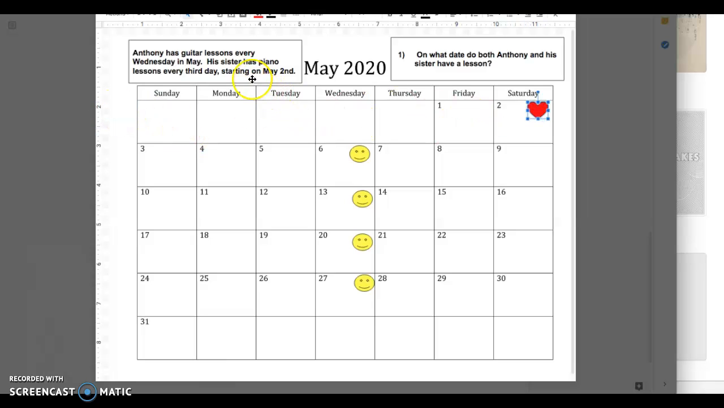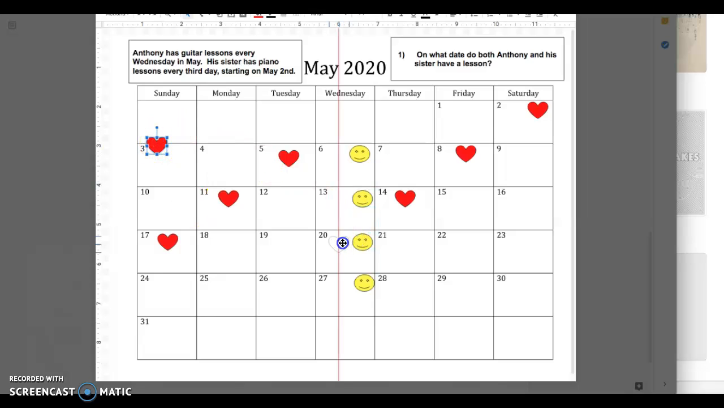And then it says every third day. What does third mean again? Third means every 3 days. So we're going to be adding 3 each time. So Saturday, and then 3 more days gets us to Tuesday the 5th. 3 more days gets us to Friday the 8th. 3 more days gets us to the 11th. 3 more days gets us to the 14th. 3 more days gets us to the 17th.